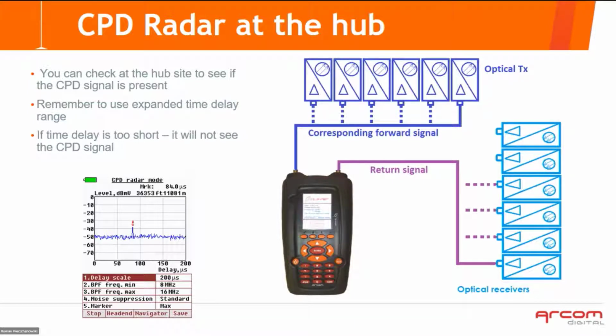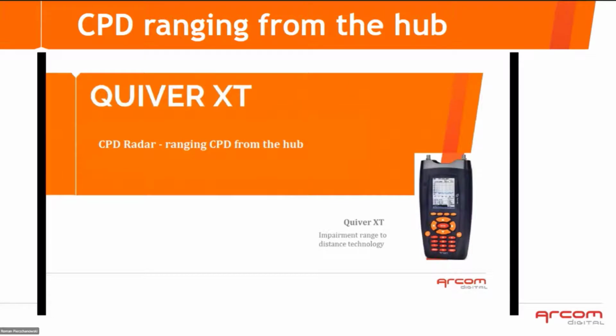How to do this? We'll show in a moment on the movie. The Quiver can scan up to 17 miles one way. And in the second mode, this distance is twice longer.